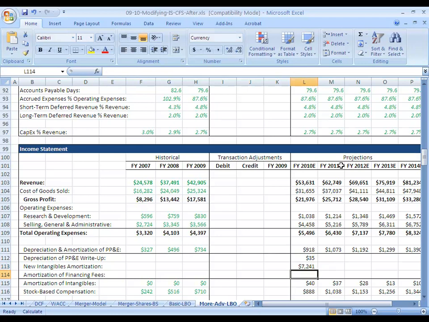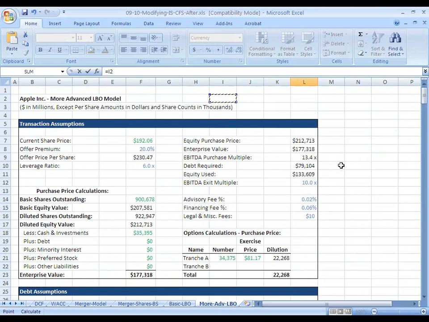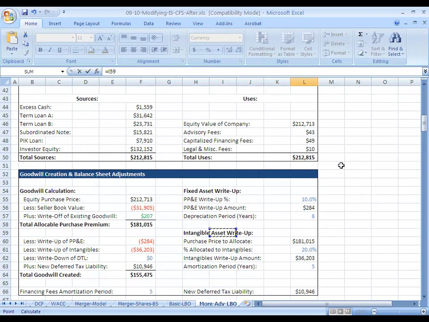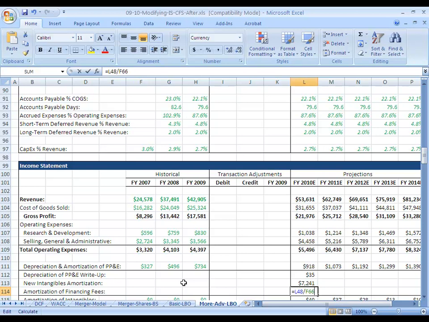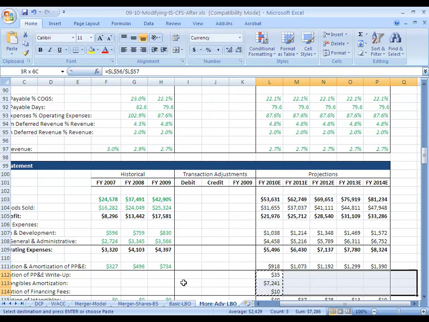And then we're going to do the same thing for the financing fees. So let's just go up to our purchase price allocation schedule. And in this case, actually our capitalized financing fees are under sources and uses. So we're going to pull the capitalized financing fees from there and then divide by the period of 5 years. And again, I'm going to anchor both of those. So those are in place, and I'm going to copy these across now.